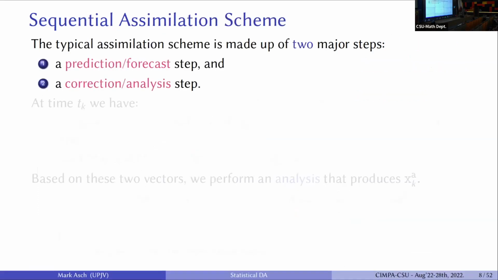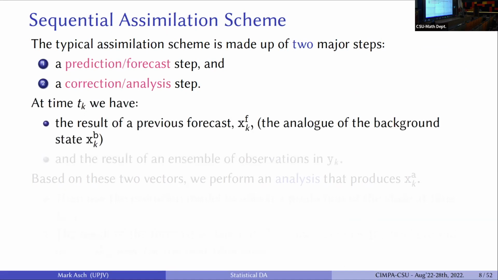Okay, so the Kalman filter is very easy once we've written it down. It's decomposed into two steps, which are called a prediction step and then a correction step. You can call the prediction step the forecast step, and you can call the correction step an analysis step. So these will be the two major steps of statistical data assimilation. And then we will suppose that at time tk, obviously we'll start with k equals 0, we have the results of a previous forecast, and we have the results of a whole ensemble of observations.